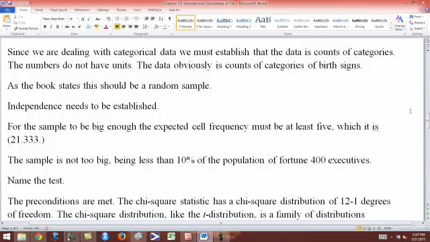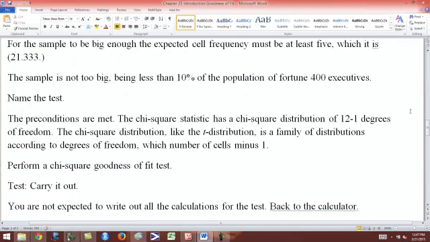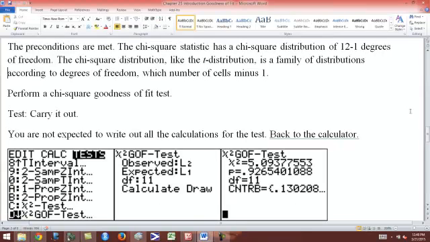This is similar to the rule that we have for proportional data, namely, we have a specific number. For the sample to be big enough, the expected cell frequency, not the actual count in the cell that we get from our data, must be at least 5, which it is: 21.33. The sample is not too big. We're still following the 10% rule here, although later on we're going to talk about the fact that samples less than 10% of the population can be too big for the chi-square test, but we're not going to get into that right now.